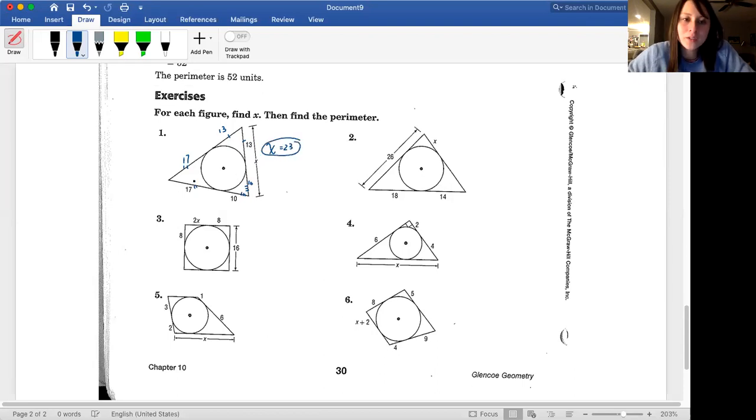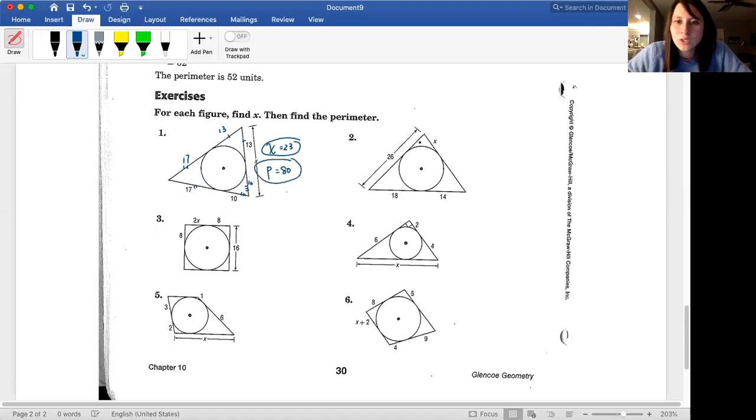And then if you wanted to find the perimeter, 17 plus 13 plus 13 plus 10 plus 10 plus 17, right? So you can add them all up and just plug it in, right? And that's 80, I believe. 80 is the perimeter. So P equals 80.